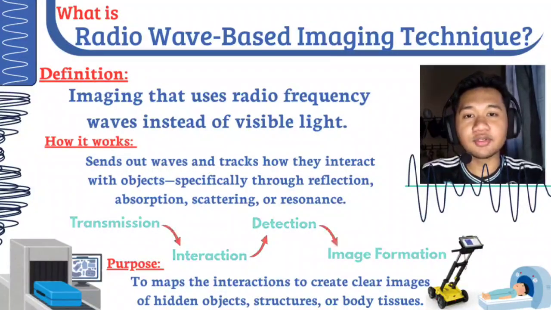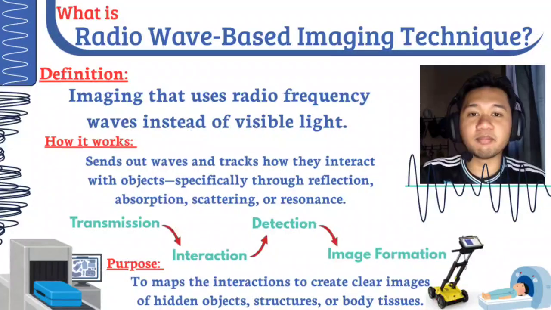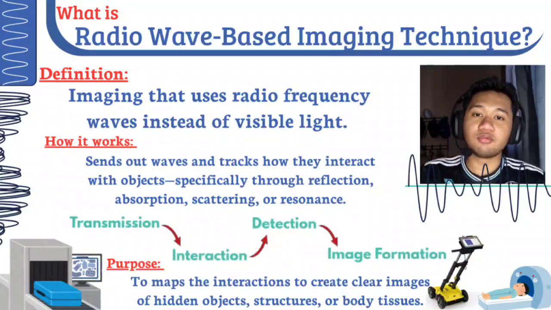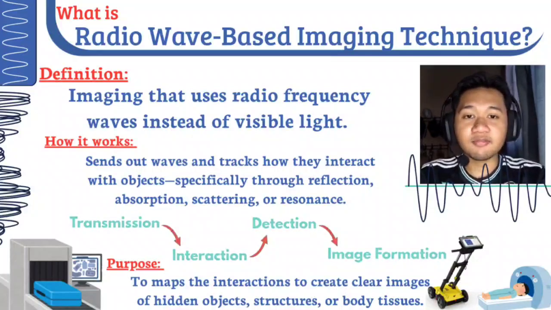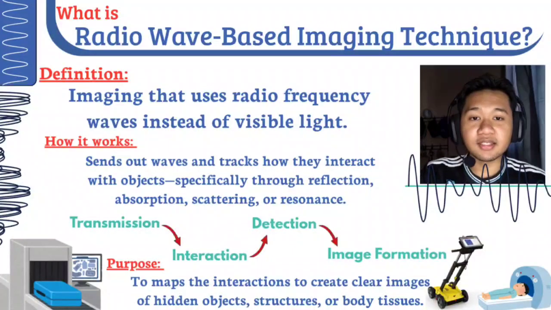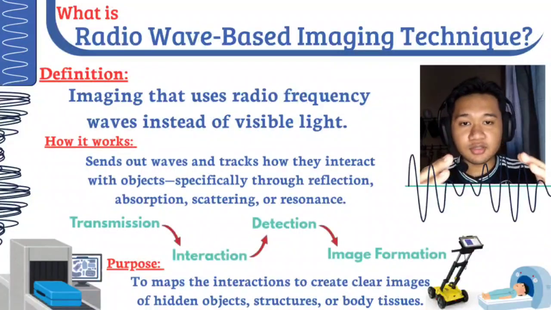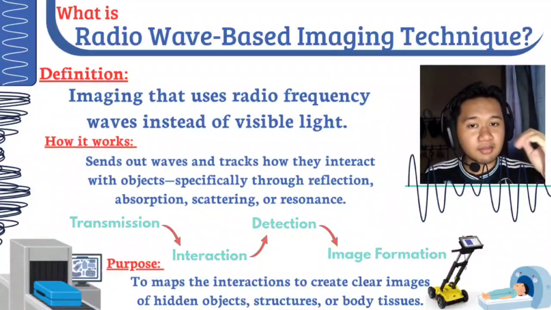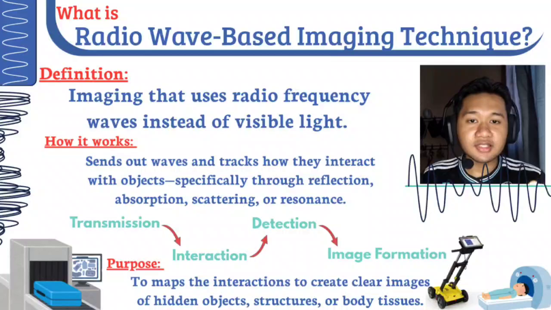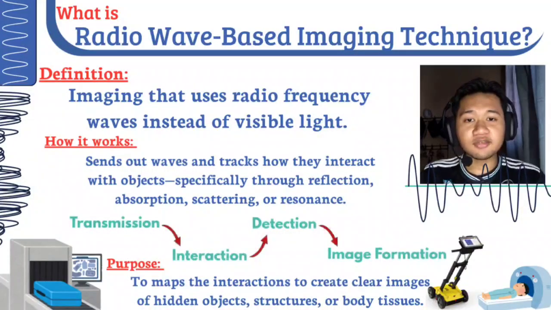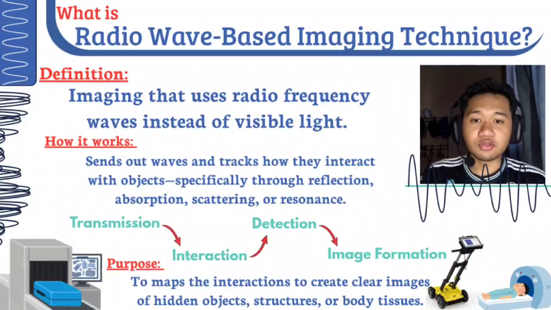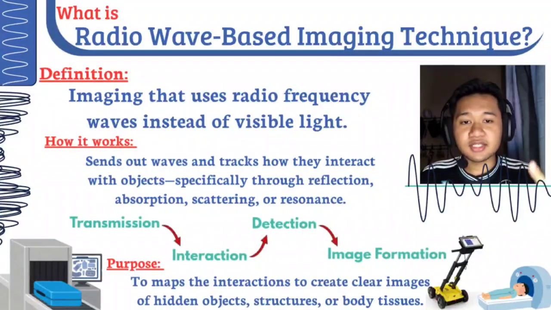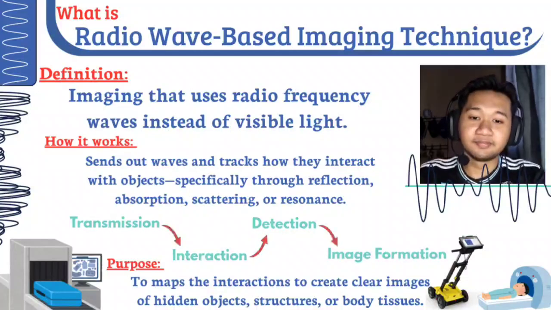So today we're going to have a look at radio wave based imaging technique. So what is radio wave based imaging technique actually? Radio wave based imaging refers to techniques that use radio wave frequency, the lower spectrum below visible light, to create images of objects, structures or tissues. Instead of using visible light like cameras, these systems rely on how radio waves interact with matter through reflection, absorption, scattering, or resonance.